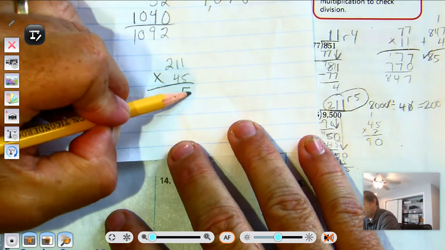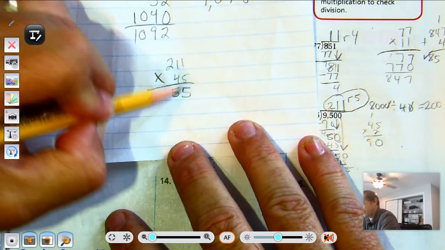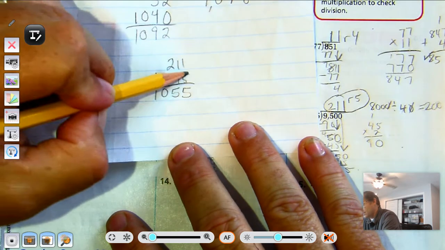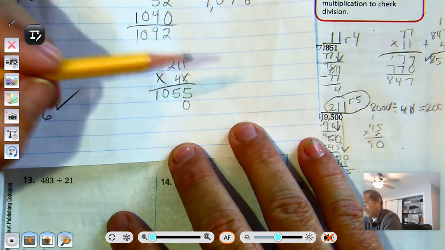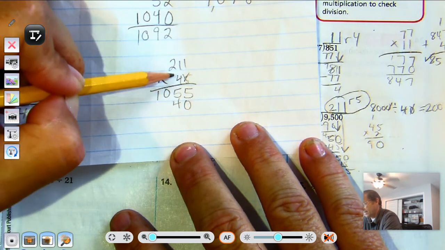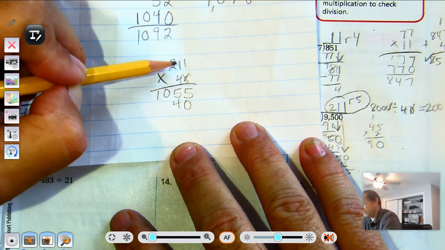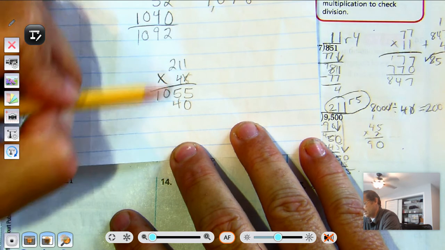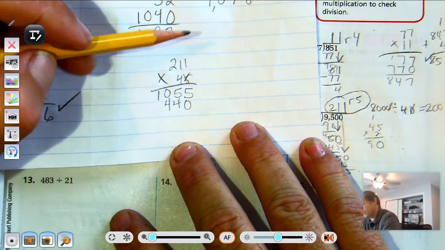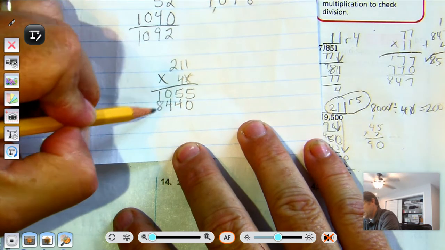5 times 1 is 5. 5 times 1 is 5, and 5 times 200 is 1,000. Let's move to the tens. 4 times 1 is 4 tens. 40 times 10 tens is 400. And 40 times 200 is 8,000.